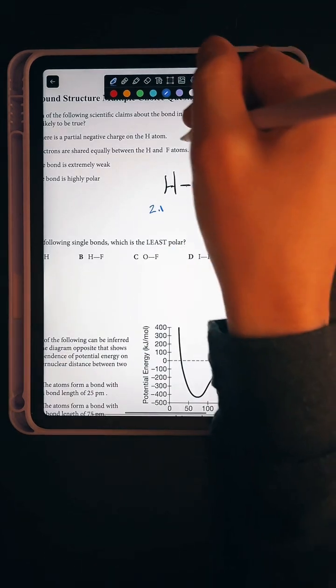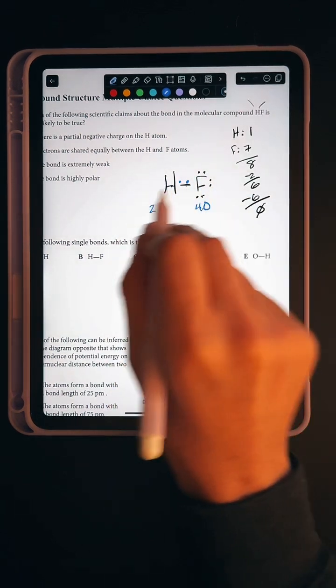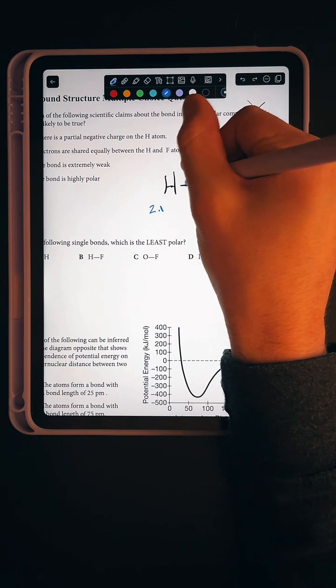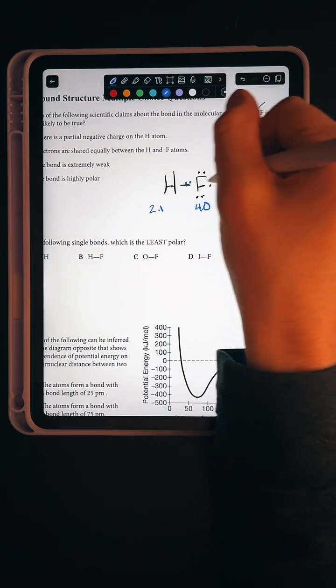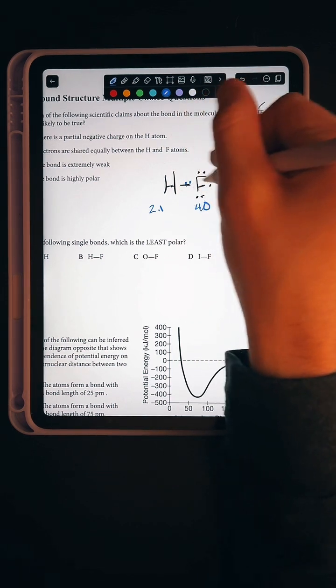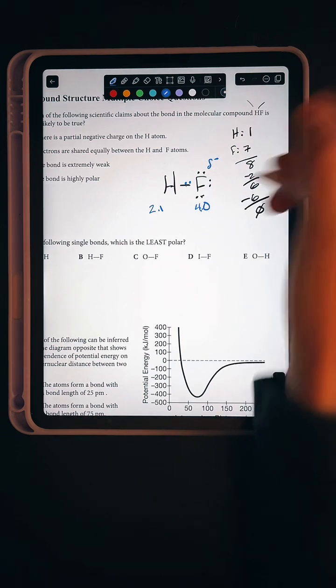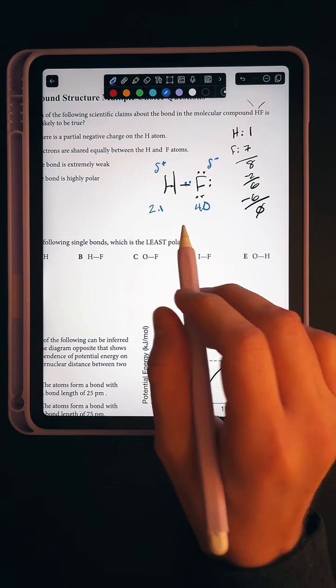These electrons in this bond are not equally shared right here. They're favoring, or being pulled closer to, that fluorine because it's more electronegative. So because the electrons are being pulled toward the fluorine, we're creating this partial negative charge on the fluorine and a partial positive charge on the hydrogen.